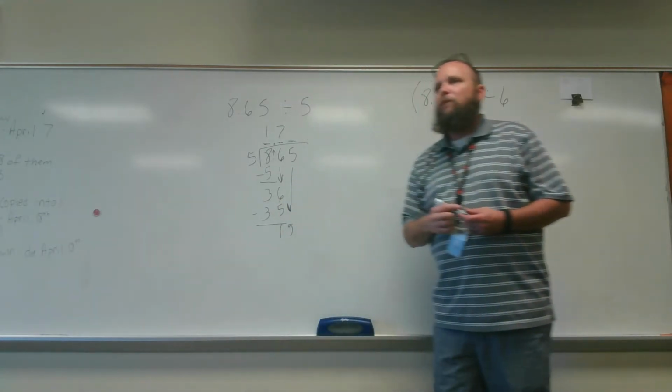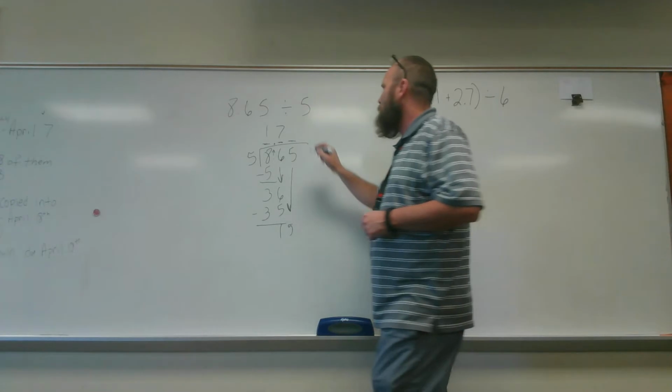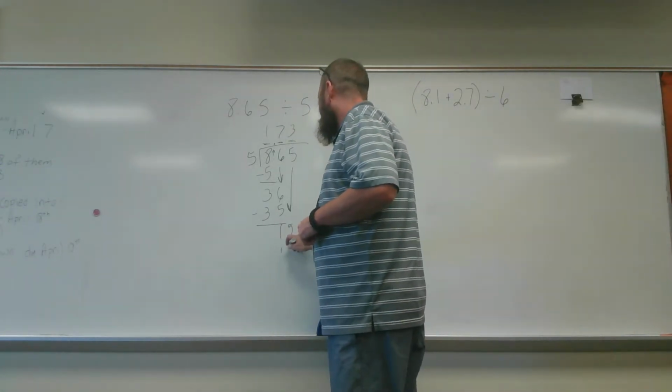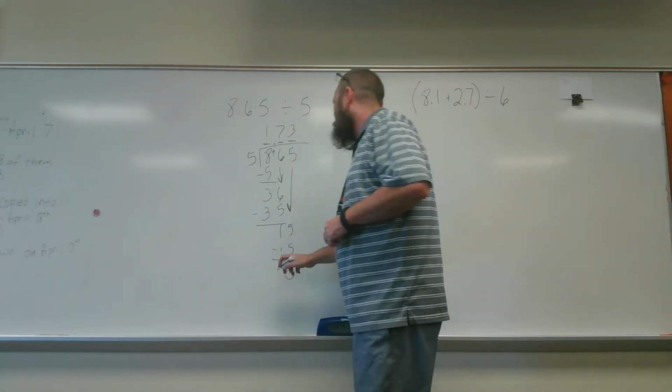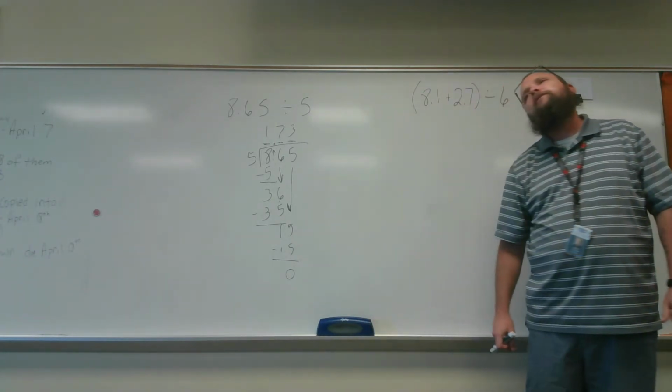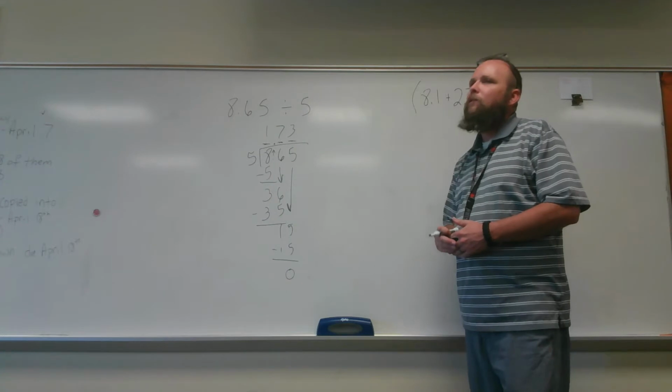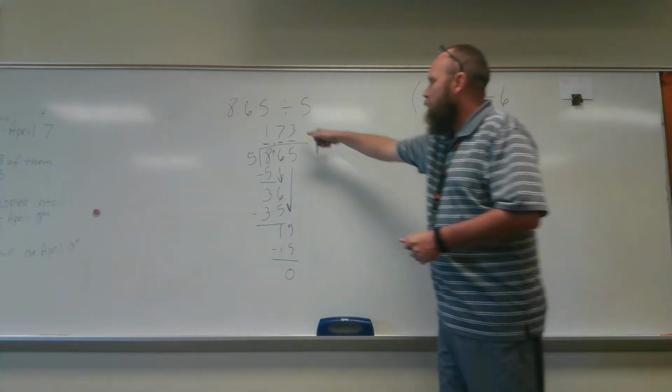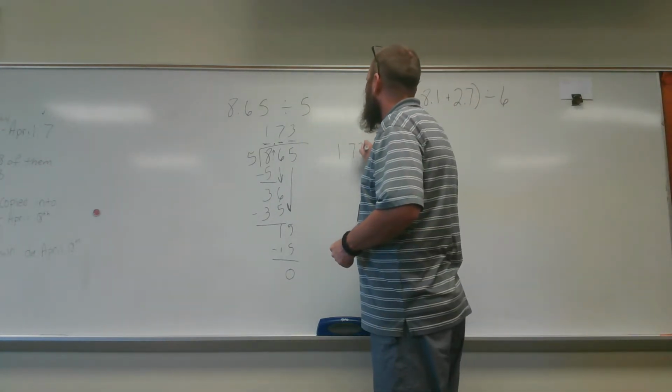5 goes into 15 how many times, Lizzie? 3 times. 3 times 5 is 15. Subtract, 0. Lizzie, are you sure it's correct? Yes. How could you prove it? 1 and 73 hundredths times 5. Good. Take my quotient, 1 and 73 hundredths.